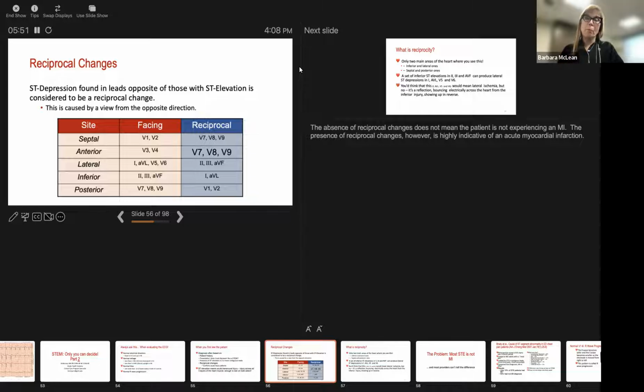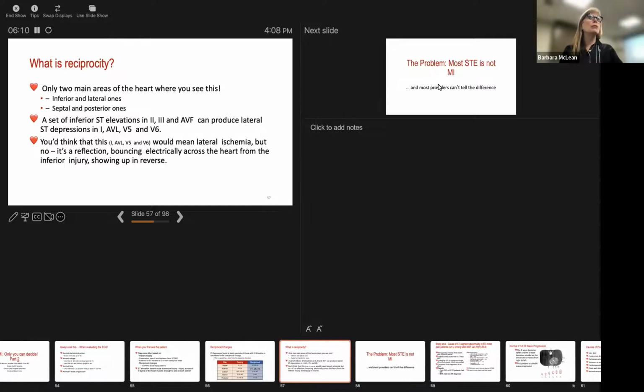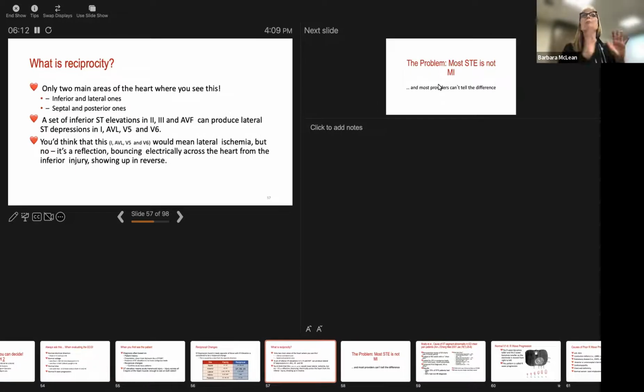So that's really important, because a lot of discussion occurs around reciprocal changes, but don't expect reciprocals if you've got septal or anterior changes on your EKG. You're not going to see any reciprocals unless you do a posterior exploration. So that really does explain what is reciprocity, and reminds us that the only two main areas of the heart where you see reciprocity are inferior and lateral.